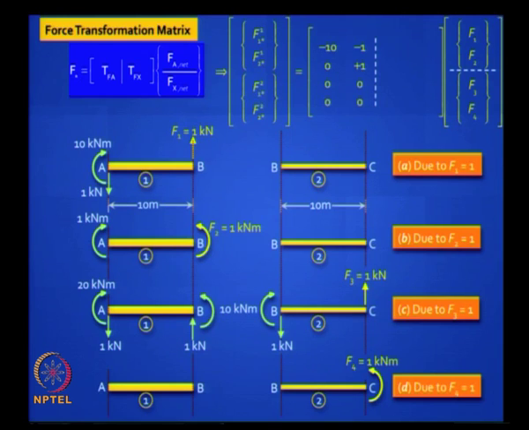That 10 kilonewton meter will act clockwise at B in BC and anti-clockwise at B in BA, because every action has an equal and opposite reaction, got it. But you can see clearly that it is a sagging moment for both, and the moment you get at A will be 1 into 20, that is 20 kilonewton meter acting clockwise. Is this easy? Now tell me how to fill the third column.